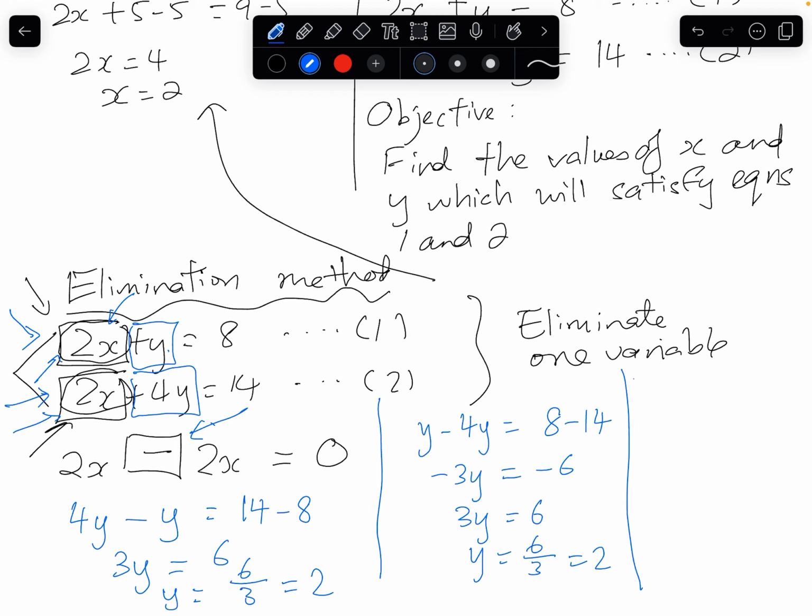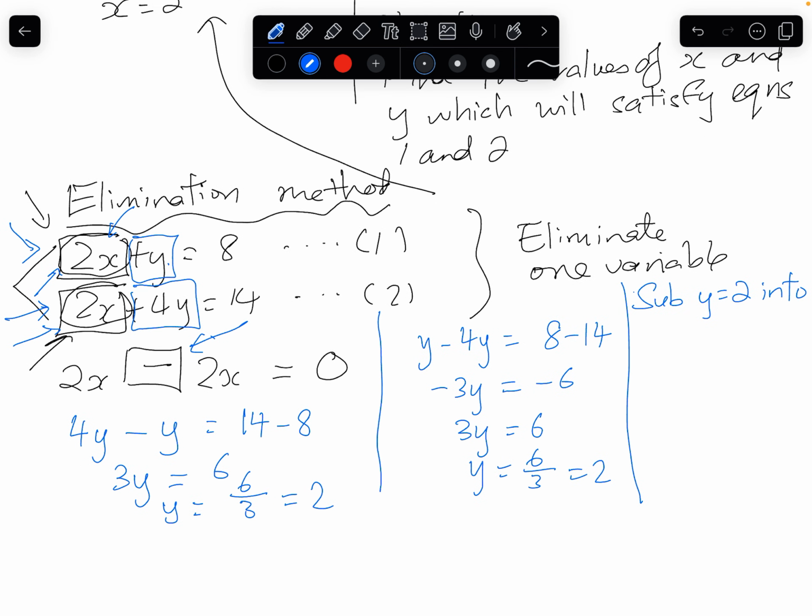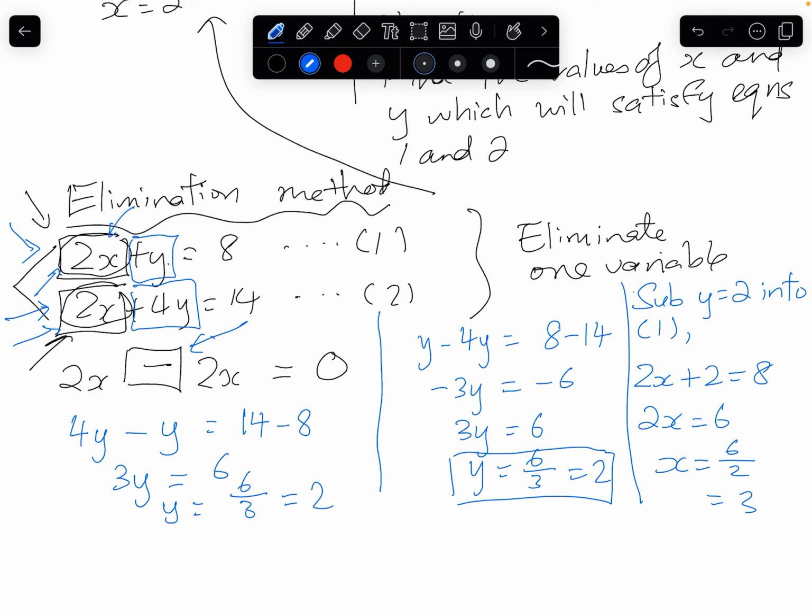Okay, so having found y, we need to find x, isn't it? Because ultimately we're trying to find what x and y are. So I'm going to substitute y equal to 2 into any of these equations here. You could choose equation 1 or 2. I'm going to substitute that into equation 1, and it really doesn't matter if you choose 1 or 2. So you're going to have 2x plus 2 equal to 8. You're going to get 2x equal to 6, and x to be 6 divided by 2, which is 3. Okay, so I'm going to get two answers, for y and for x.